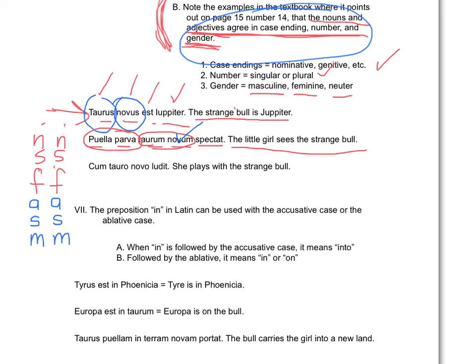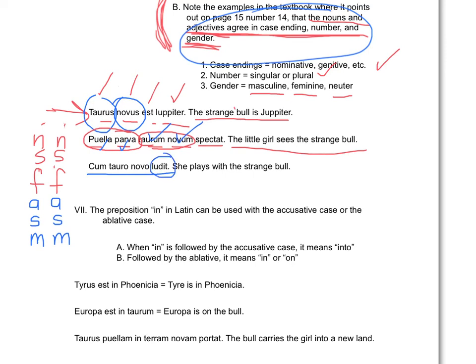Again, in this case, parva and puella both happen to be first declension, but they don't need to be. It's just a coincidence, and the book is keeping it simple. Taurum, novum also happen to be second declension, but again, it's a coincidence, and the book is keeping it simple for you. The third example says, cum tauro novo ludit.